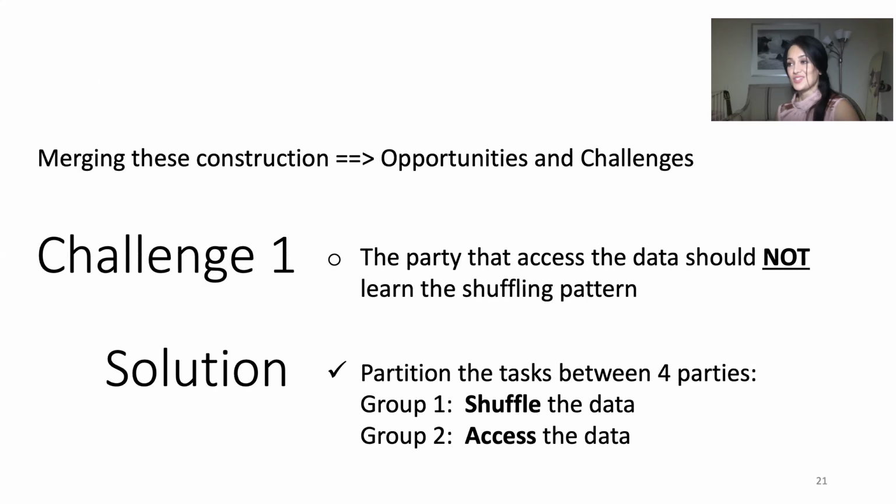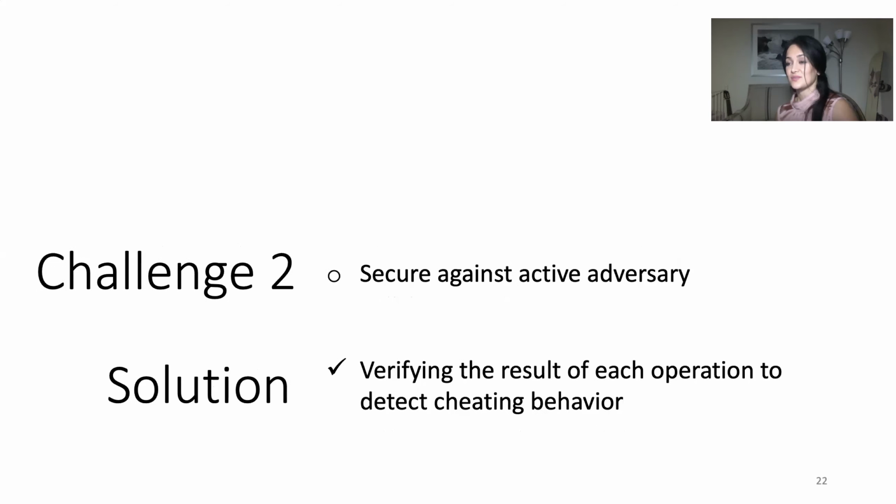However, merging these constructions wasn't like plug and play, and it has its own challenges. For example, to preserve the privacy of users' data, the party that was responsible to access data shouldn't learn the shuffling pattern. So to solve that issue, we had to partition these tasks between 2 groups of parties. The first group is doing the shuffling, while the other group is accessing the data. We will see that in the next few slides.